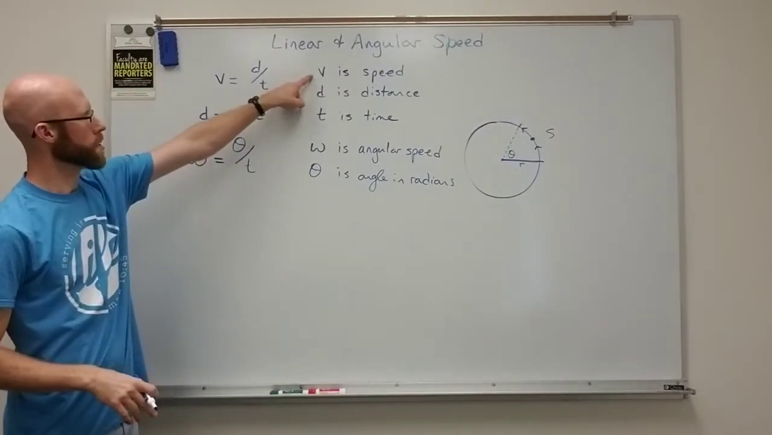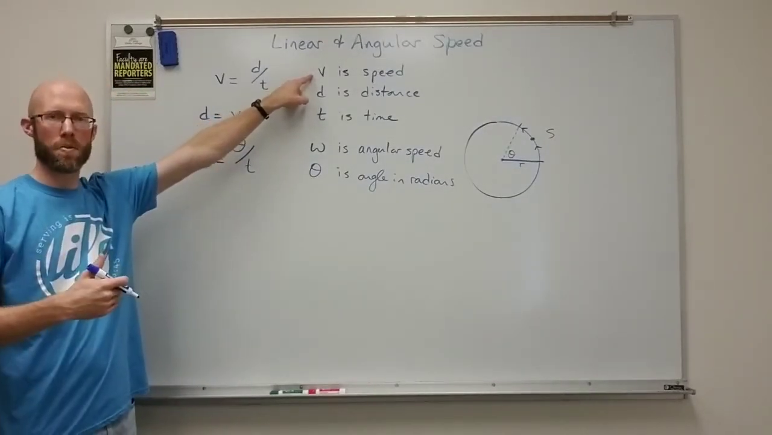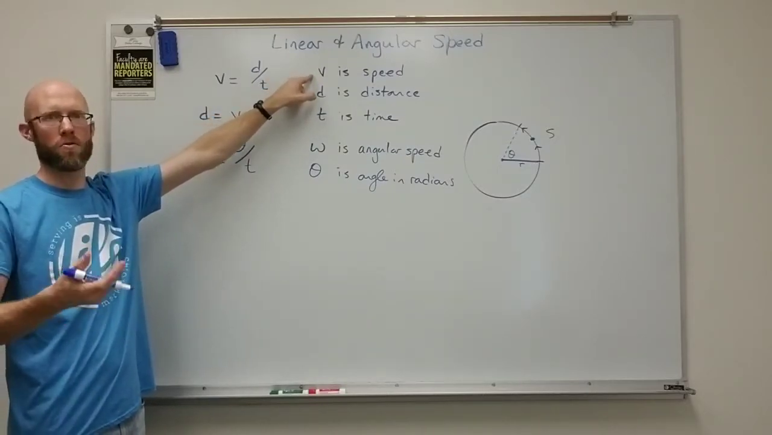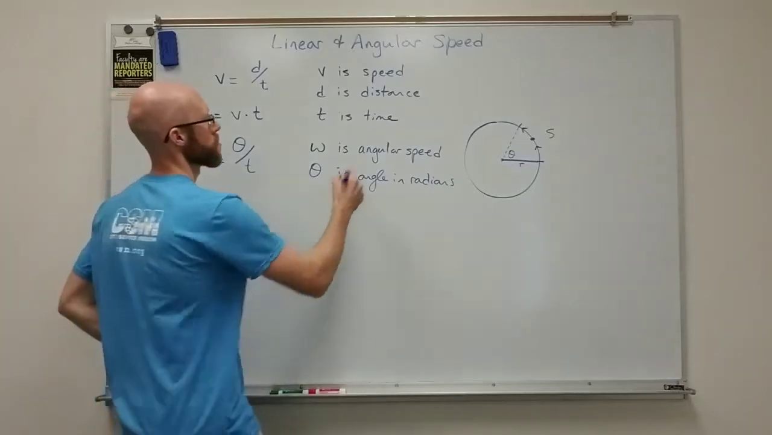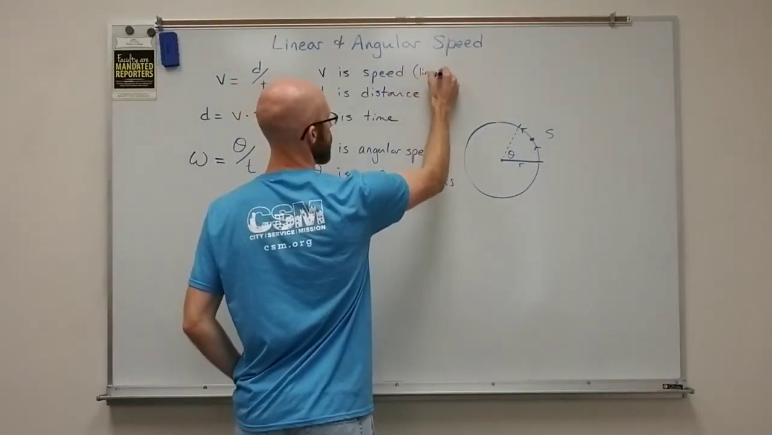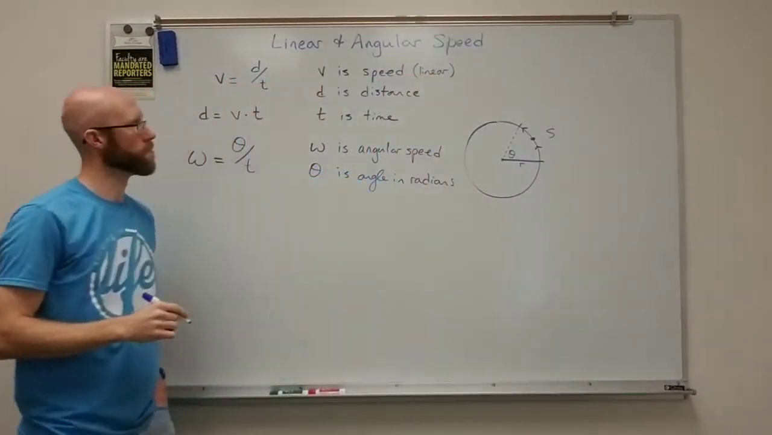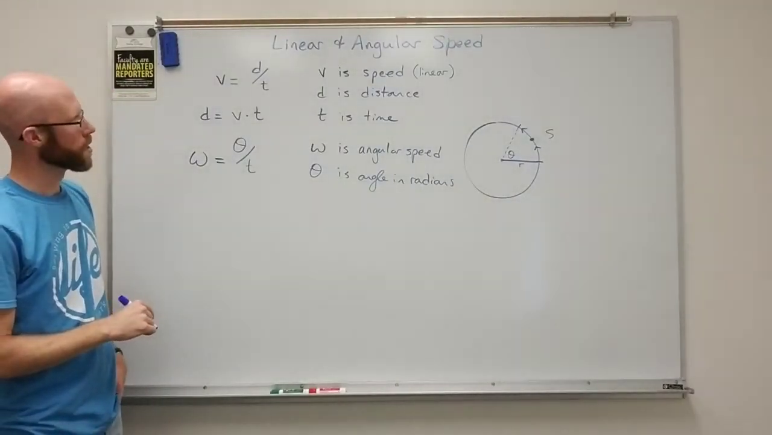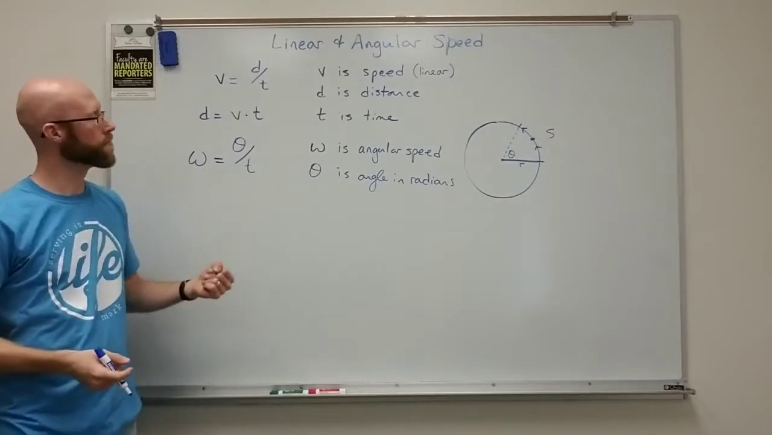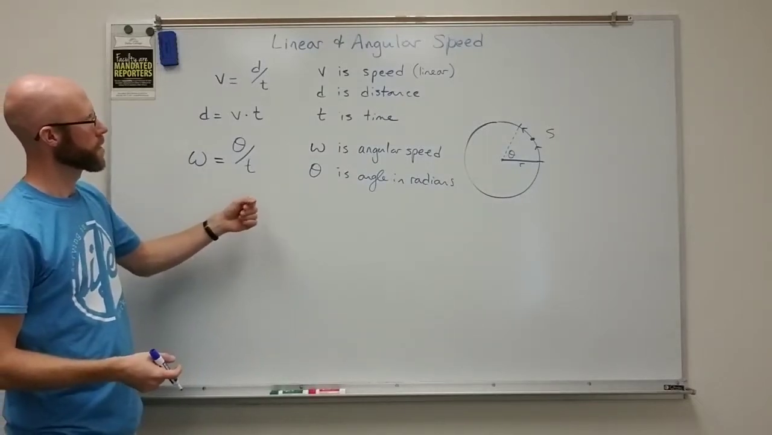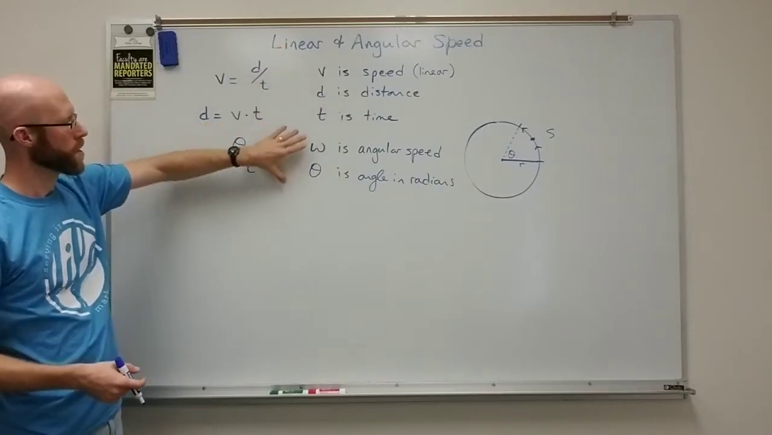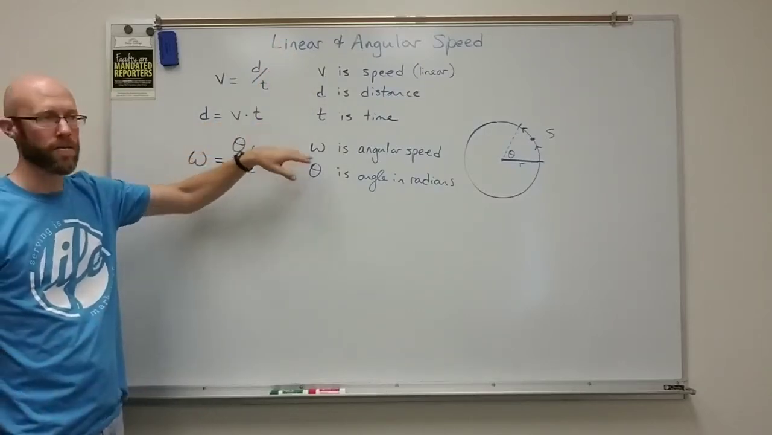Now, one thing I failed to mention is v is a linear speed. Linear just meaning it's a linear measurement like meters or feet or miles. So this would be considered your linear speed, or distance. Well, your speed relative to distance, and this is your speed relative to an angle.